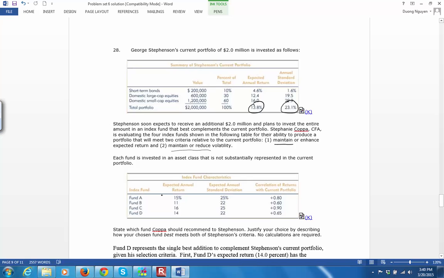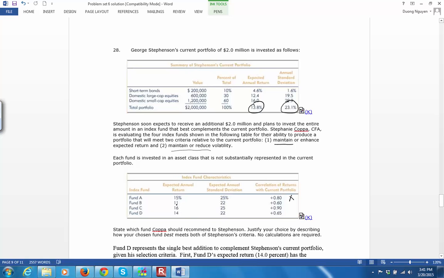You're considering one of these four index funds to combine with your current portfolio. So which one is the best? Take a look at fund A. The return of fund A is 15%, which is higher than the current return you have, which is good, but at the same time the standard deviation of A is pretty high, 25%, which is more than 23.1. So it satisfies the first requirement, but it doesn't satisfy the second requirement. So A is not good.